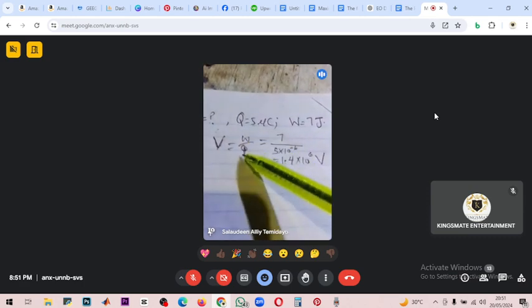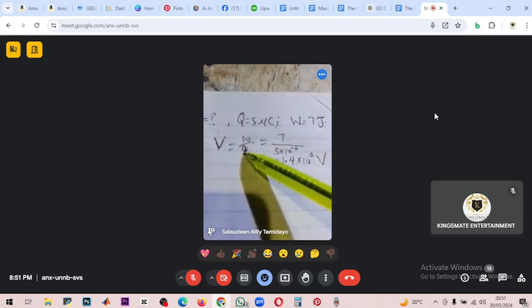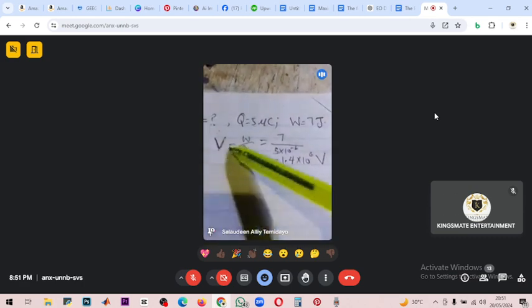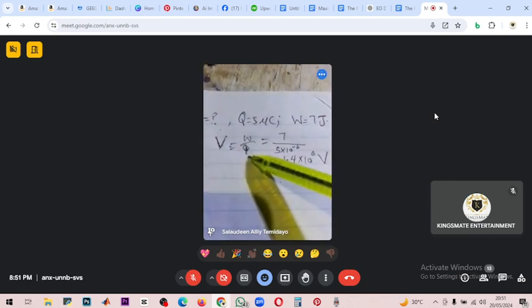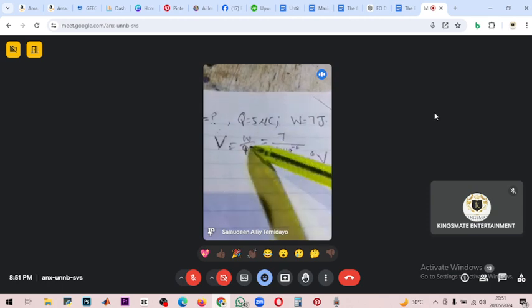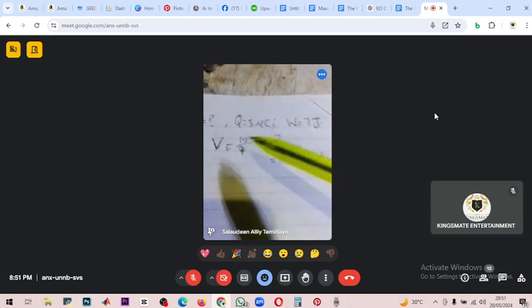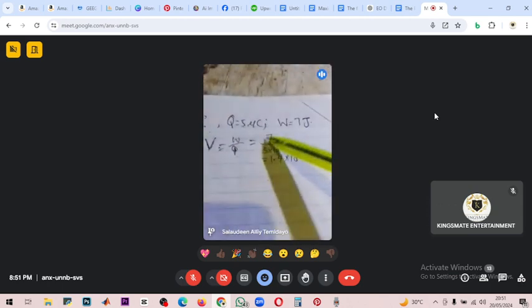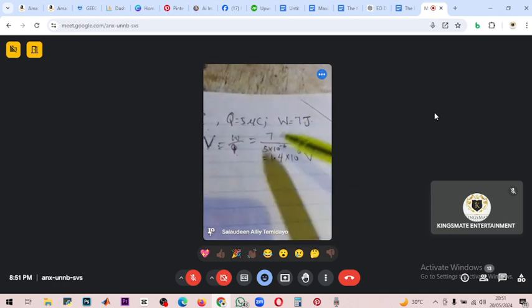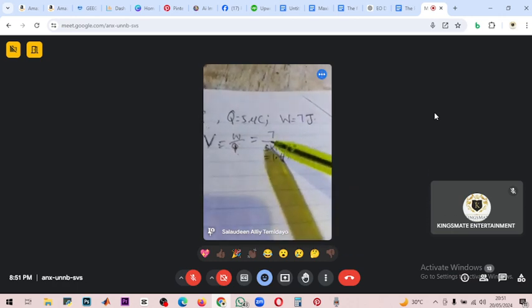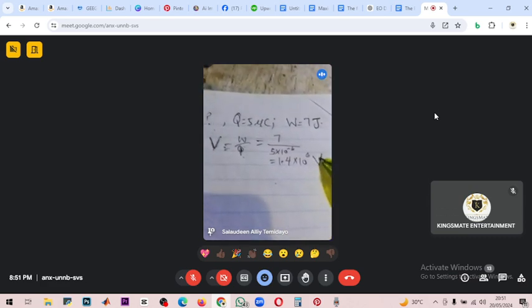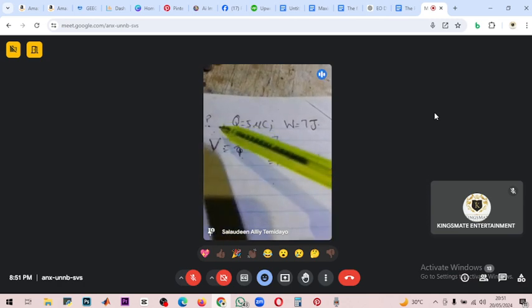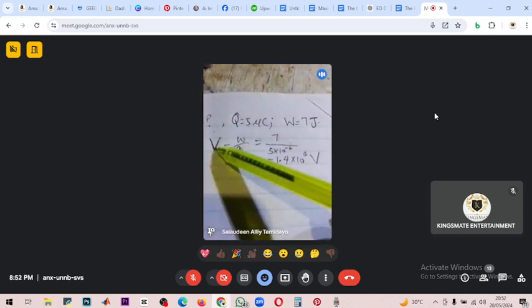It's going to be W over Q, that is the work done per charge. Electric potential means the work done to move the charge. So W is 7, as we know here, over Q, which is 5 times 10 raised to the power minus 6. So we have 1.4 times 10 raised to the power 6 volts. That is the unit of electric potential.